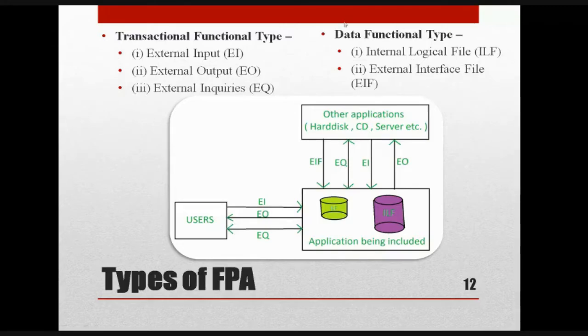Okay, and then the second one is data functional type. In that, this is your internal logical file, and the other things, hard disk, CD, are all external interface files. So from the external interface file, the files are transferred to the internal logical file. That is why for EIF the arrow mark is directly sent to this particular ILF. Okay. So from ILF, it is sent to the users. So this is your principle of FPA.